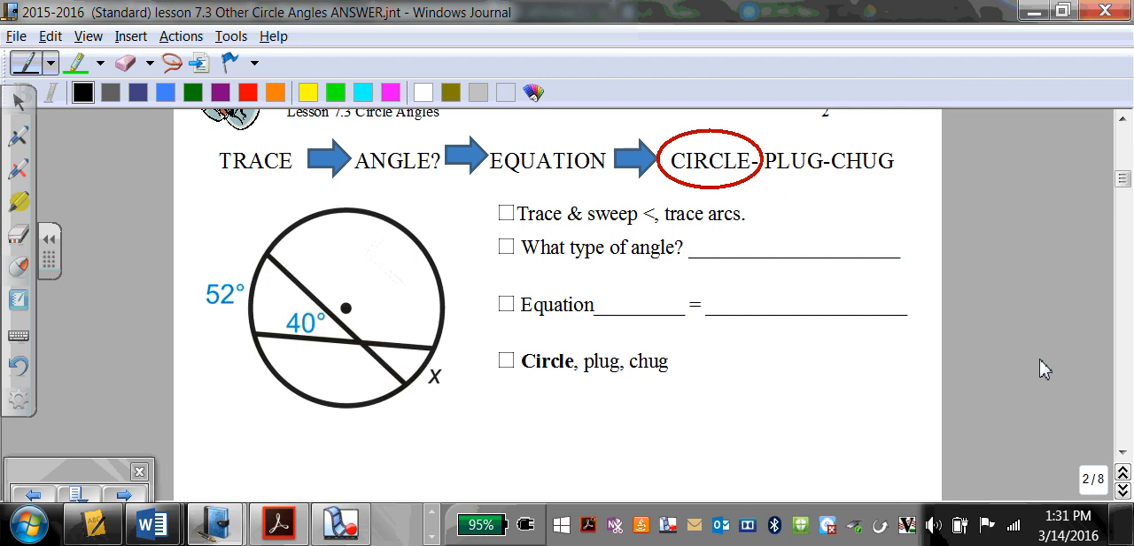Circle, plug, tug. Please, I beg you, remember I taught the same thing for 15 years. Follow this, you won't get lost. Don't follow this, you died. Promise.